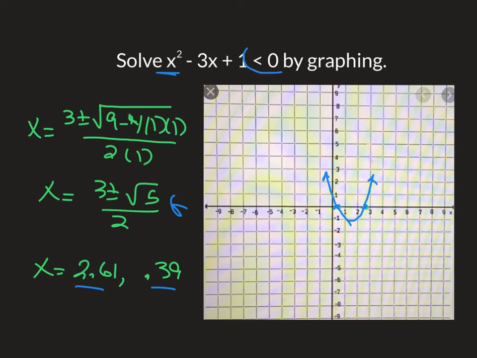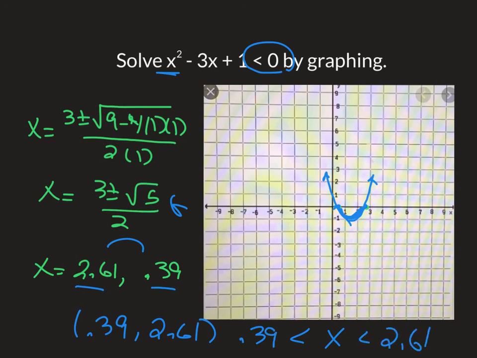This time, though, the problem wants less than 0, which is below the x-axis. So where's the graph below the x-axis? What's below right here? Okay, between my two x-intercepts, between my two answers. So my answer to the problem would be between 0.39 and 2.61. Or if you want to write it the other way, it would look like this. And this time there were parentheses because there was no equal sign in the problem, like you're used to seeing.